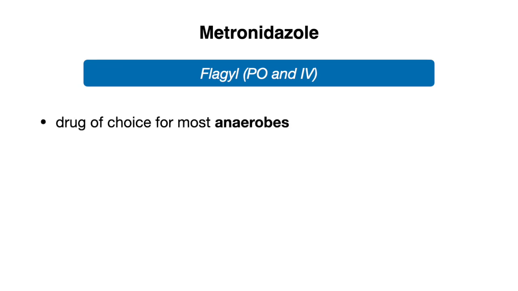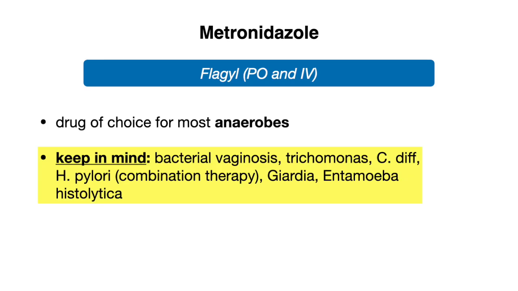We often use it with other agents at the same time because anaerobic infections are usually part of a polymicrobial infection. It can be used for a wide range of clinical reasons, but here are a few to keep in mind. It can treat bacterial vaginosis or BV, trichomonas, C. difficile, H. pylori, along with other antibiotics and combination therapy, Giardia, and Entamoeba histolytica.